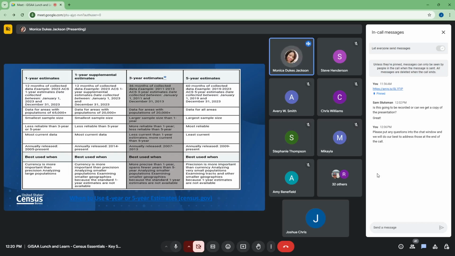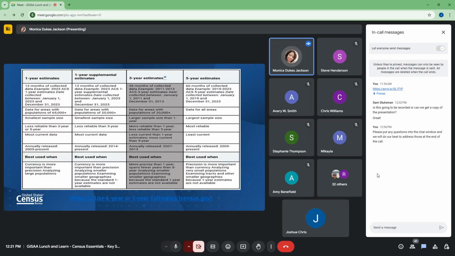And then our most robust data is going to be our 5 year ACS estimates, which is 60 months of collected data. So again, for example, from 2019 to 2023, which is the latest sample that's available, is data for all areas. It is our largest sample size. We consider it to be our most reliable data. However, it is the least current time period. So that's something to consider when you're looking at data.